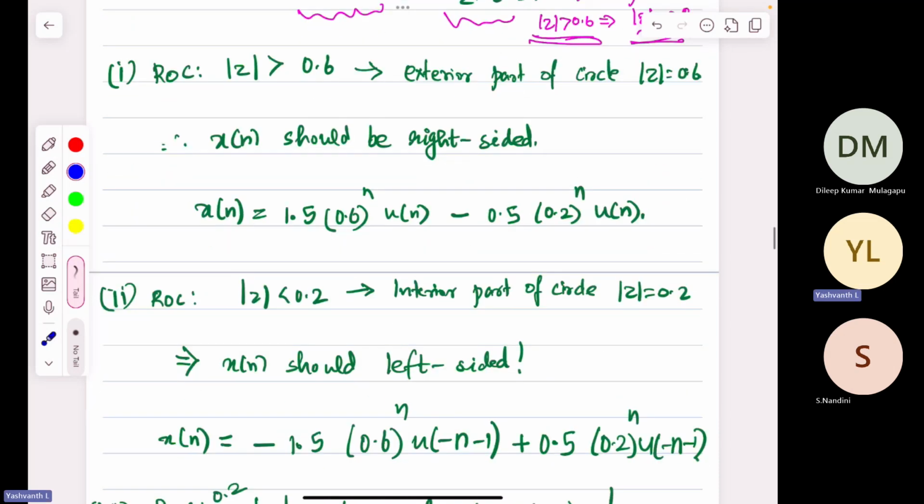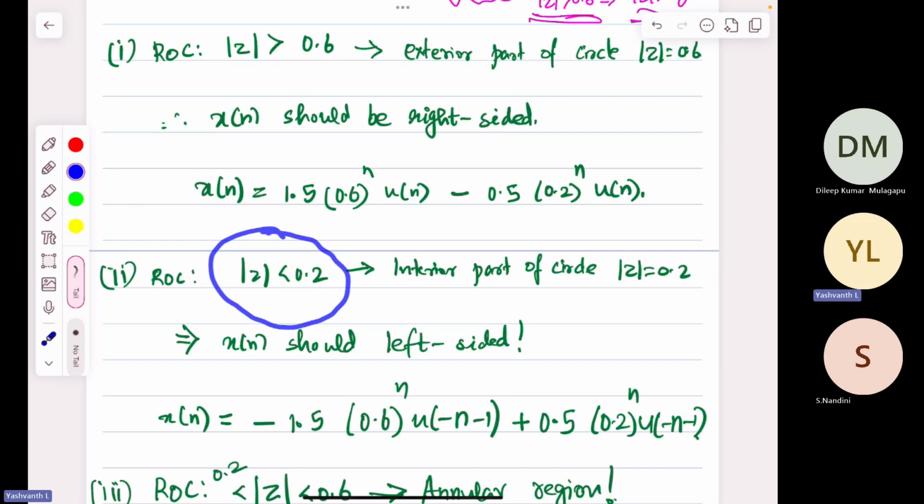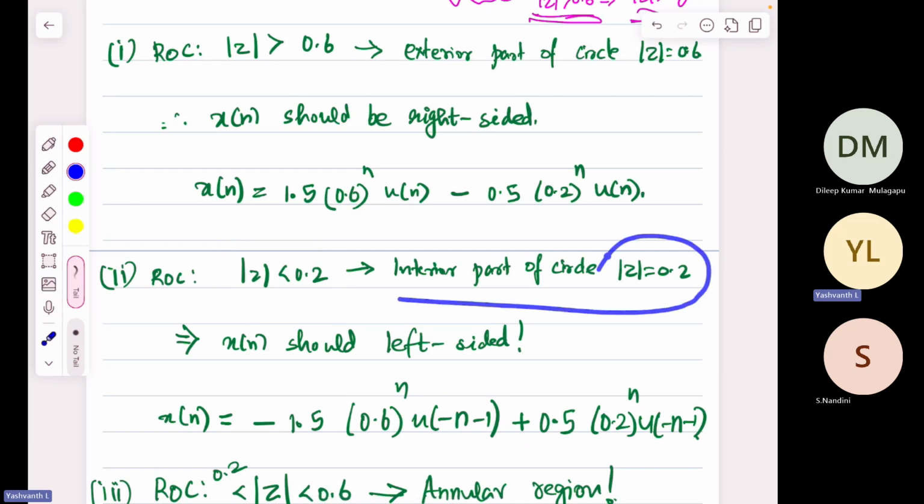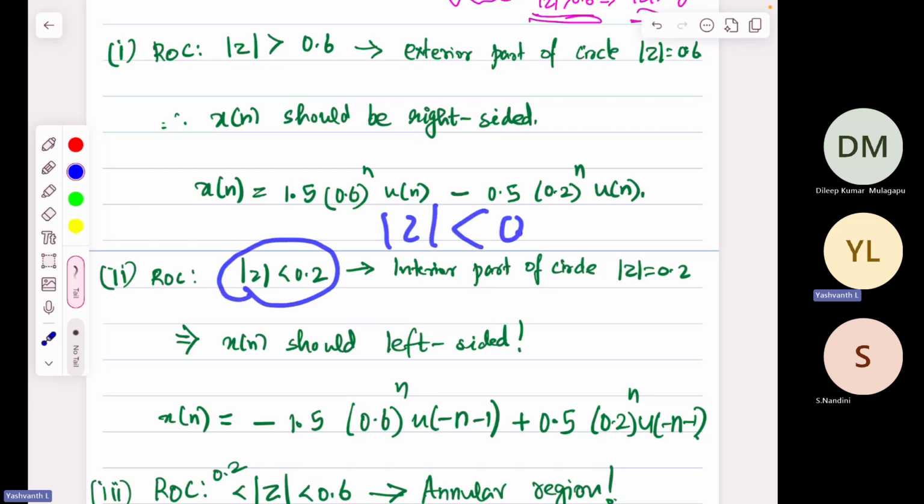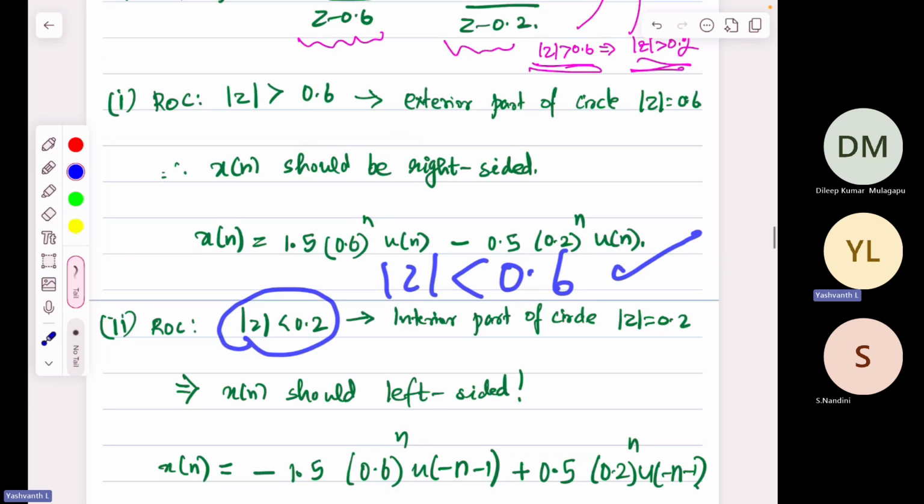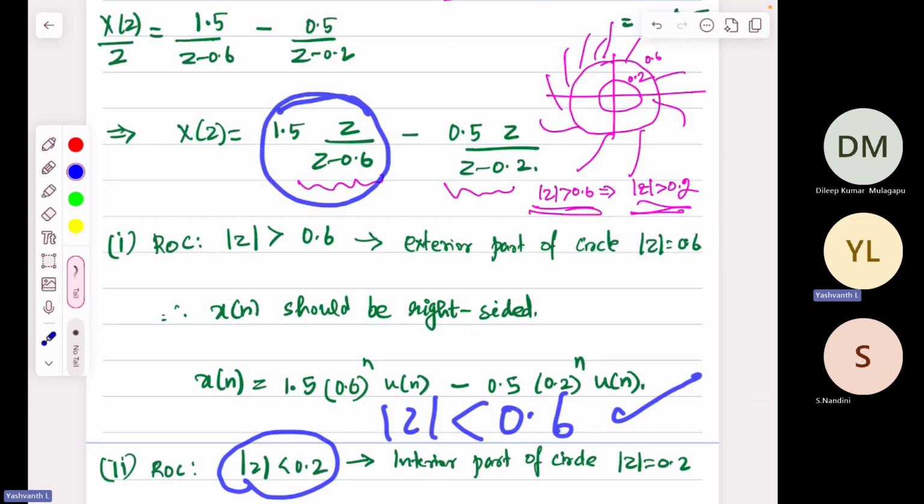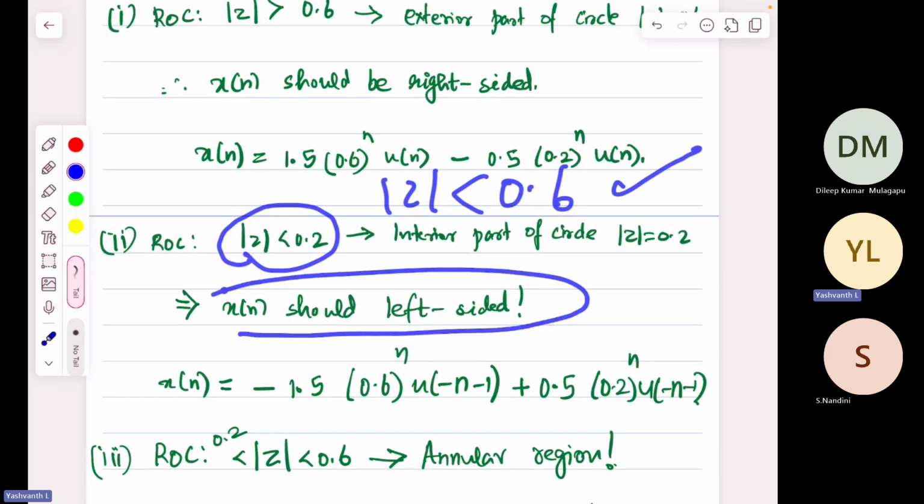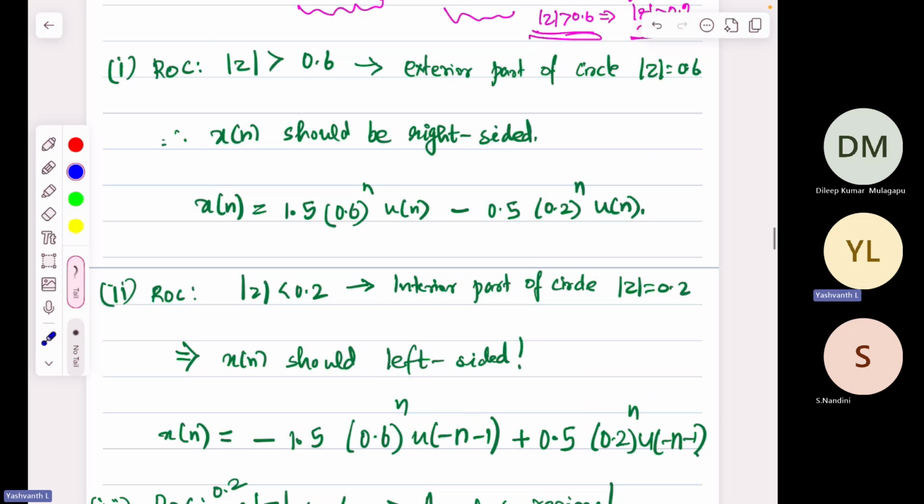Now, let's say you are talking about part B. Okay, now my interested ROC is |z| less than 0.2. That means it's the interior part of the circle z equal to 0.2. Now, again, if |z| is less than 0.2, obviously |z| is less than 0.6 also. Therefore, here the first part also corresponds to the ROC interior part of z equal to 0.6. The second part also corresponds to the interior part of z equal to 0.2. That means both are interior parts. Therefore, your x[n] will be a left-sided signal. Okay. Therefore, the inverse Z transform will now be -1.5 times 0.6 power n u[-n-1] plus 0.5 times 0.2 power n u[-n-1].